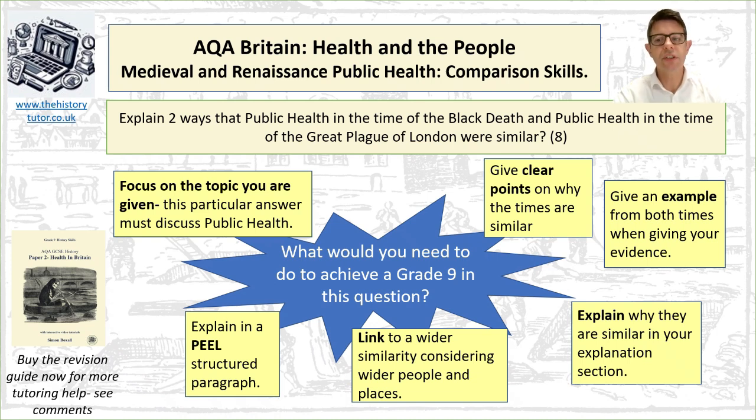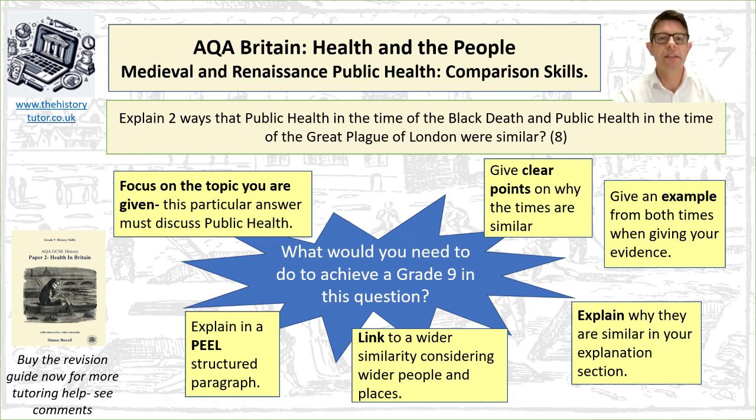Now, not just a general example, but an example from both time periods. We're going to say, for example, in the Black Death era, this happened. Similarly, in the Great Plague era, this happened. We need to describe both. As an examiner who marks questions regularly for this paper, there's a lot of students who give general comments, say in both time periods it was dirty. That's too vague. You're not going to get good marks for that. So an example from both times.